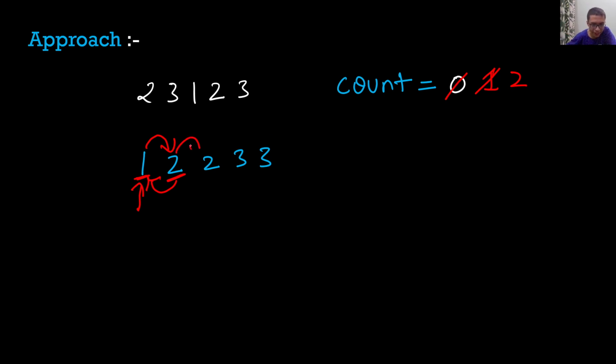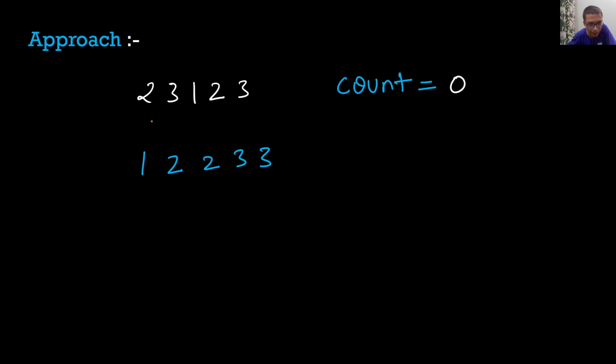And I'll move on to the next element. So is this element different from its previous element? The answer is no. So I'll simply move on to the next element. Is this element different from its previous element? The answer is yes. So I'll change my count from 2 to 3, right? And again, I'll move on to the next element. So is this element different from its previous element? The answer is no. So I'll move on to the next element. This is the end of this array. And by the end of this array, my count has become 3, right?